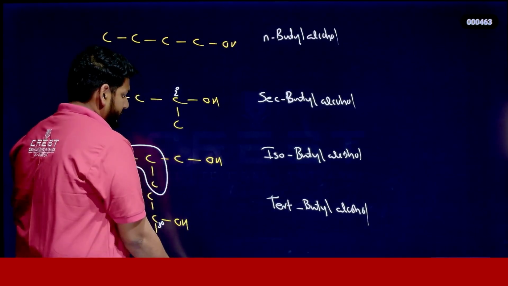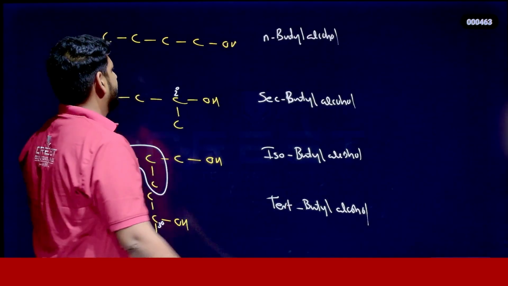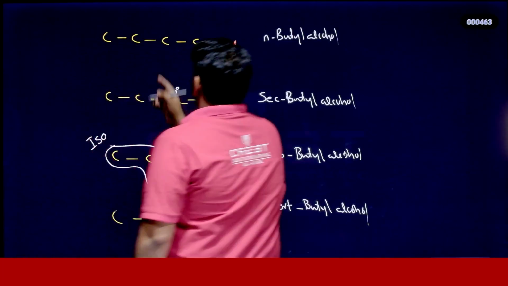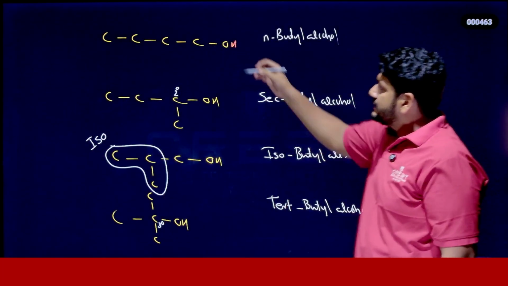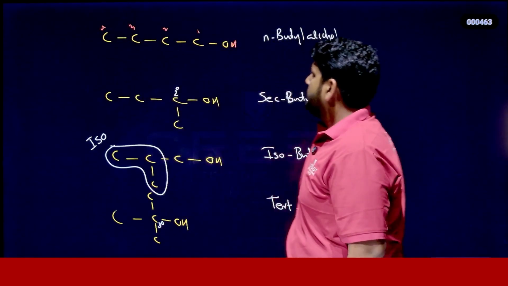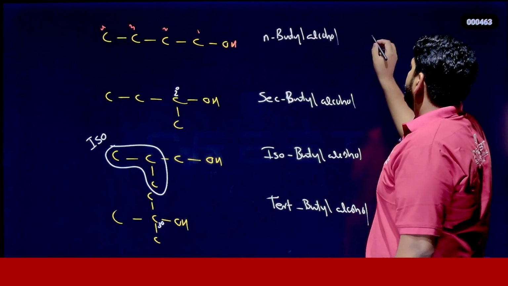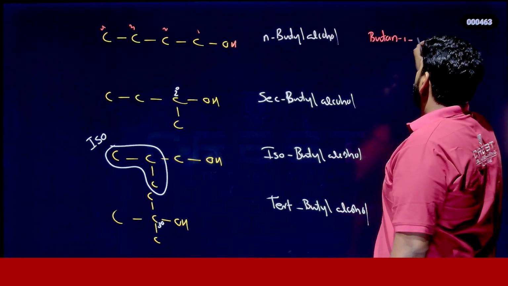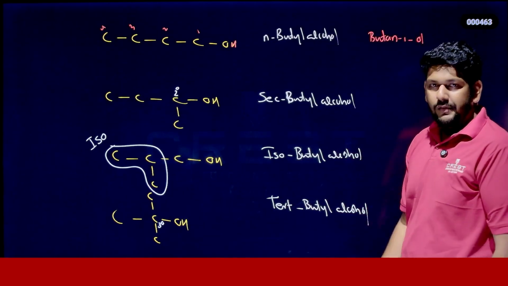So what about its IUPAC name? This one is simple. You see here it is OH, so you can start numbering from here: 1, 2, 3, 4. So the name will be butan-1-ol. We can also call it butanol.